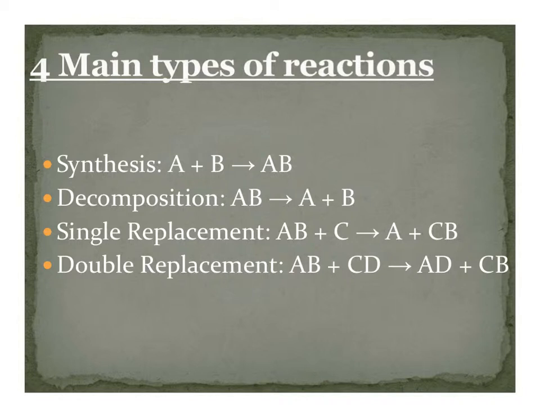In a single replacement, we have a compound plus a single element in which the single element replaces one of the elements in the compound. So therefore, AB plus C is equal to A plus CB. In double replacement, we have two compounds and the elements switch places. So in this example, we have AB plus CD yielding AD plus CB.